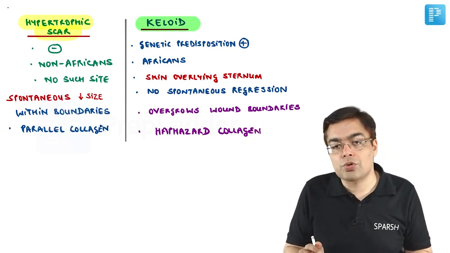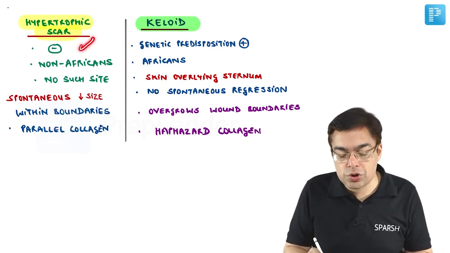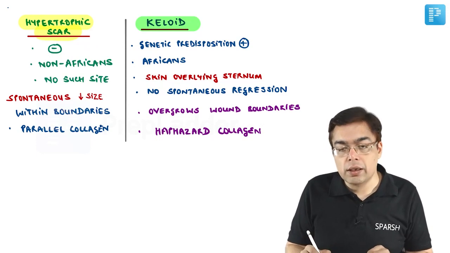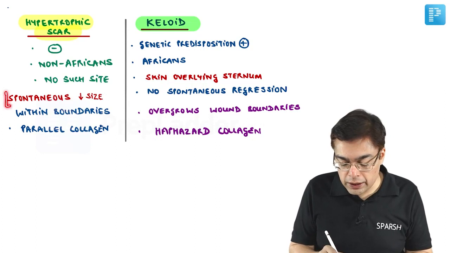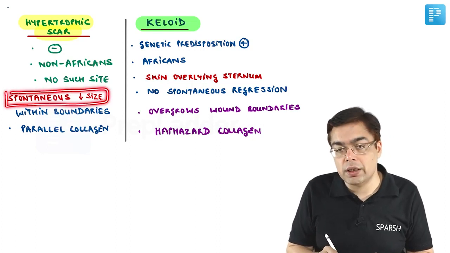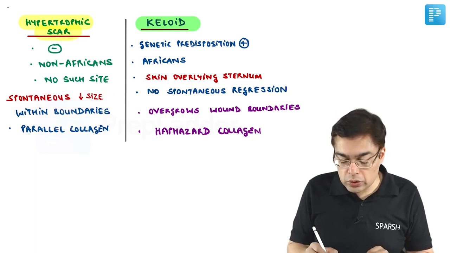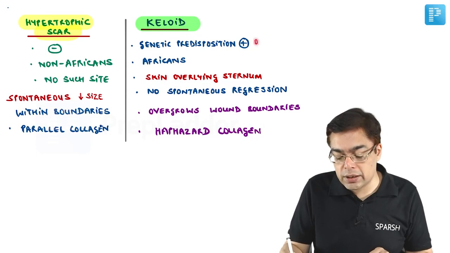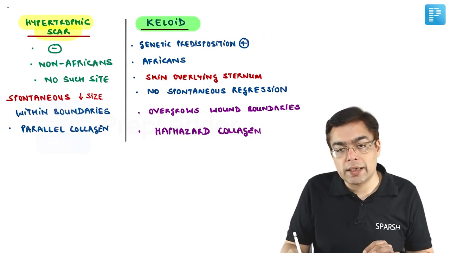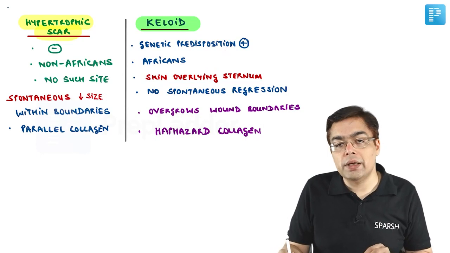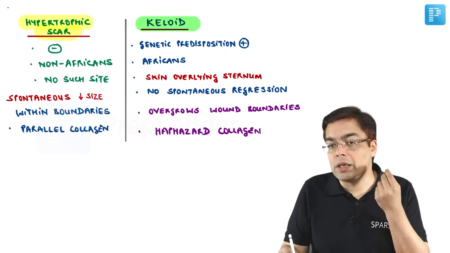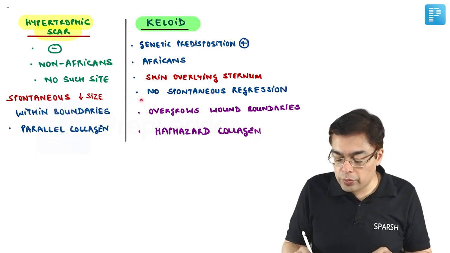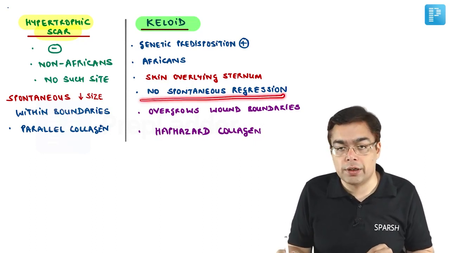Hypertrophic scar is not associated with any kind of genetic predisposition. It is usually present at any site. A hypertrophic scar may spontaneously reduce in size. On the other hand, a keloid has a genetic predisposition, is more commonly seen in Africans, and classically the commonest site is the sternum. Of course, it can be seen around the earlobe or the pinna, and there is no spontaneous regression in case of a keloid.